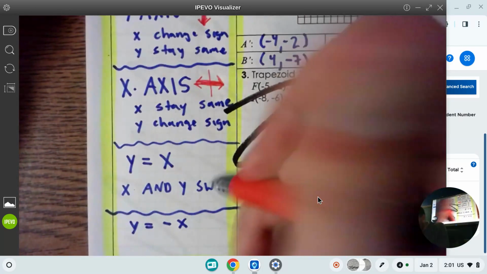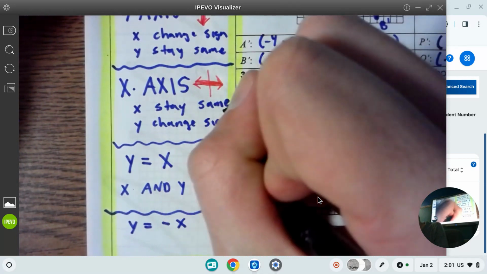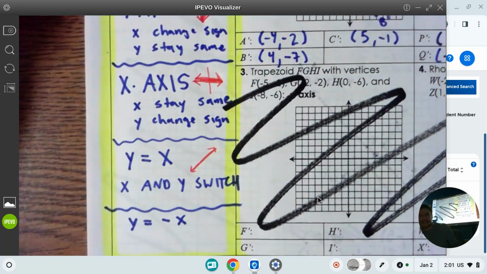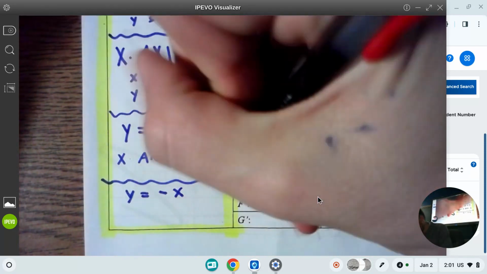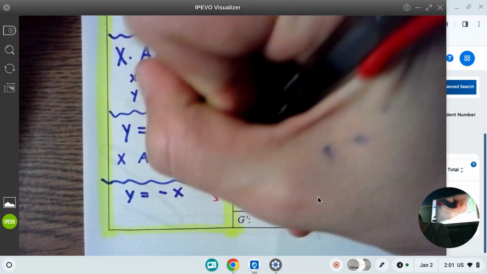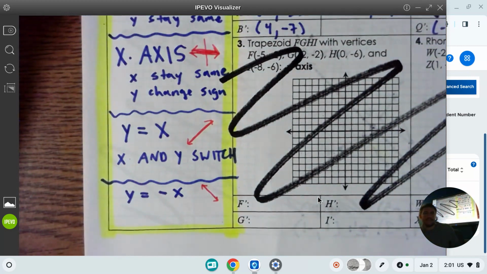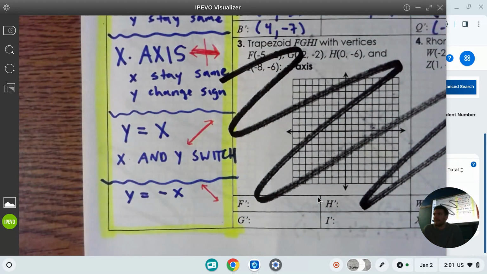Now our y equals x is this one, this nice diagonal. And y equals negative x is this one. The other kind of diagonal. Instead of going from low left to high right, it's from high left to low right.